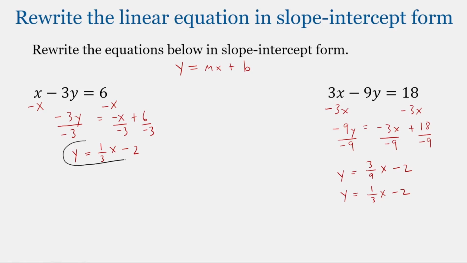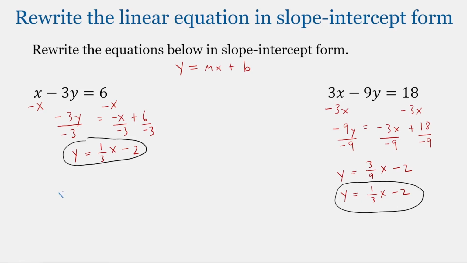And then once again, we have the same equation in slope-intercept form. So these two equations look different when they're written in standard form, but when we rewrite them into slope-intercept form, they end up being the same line. They're the same relation between x and y.